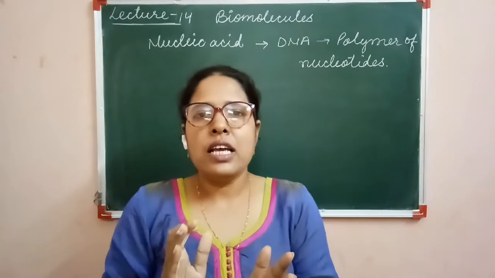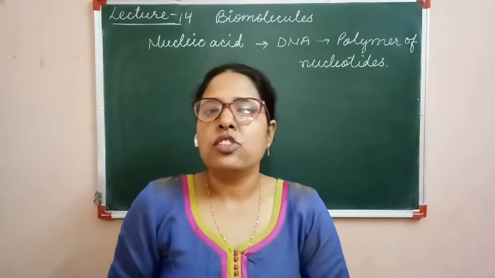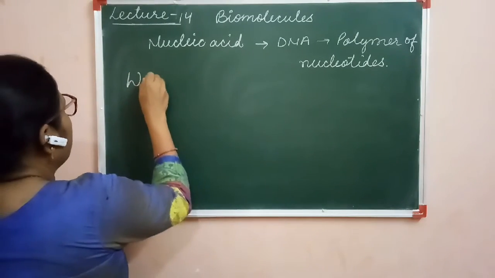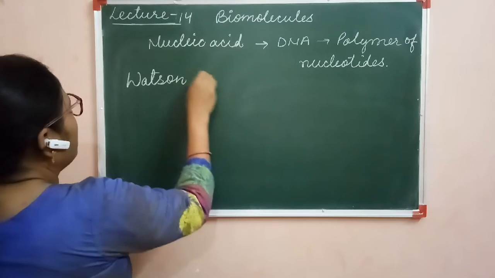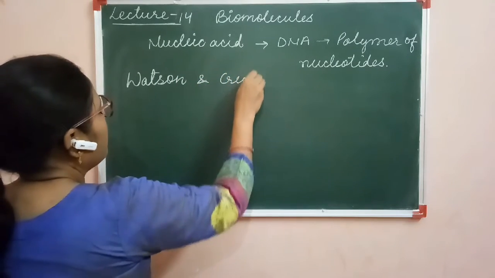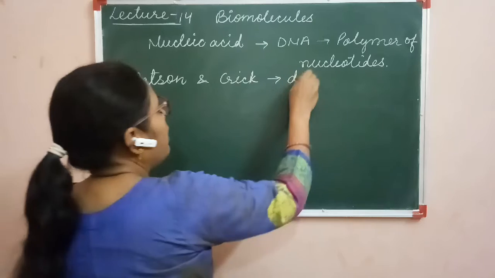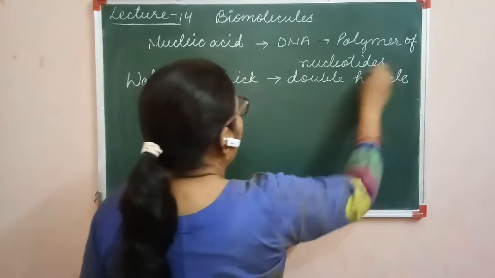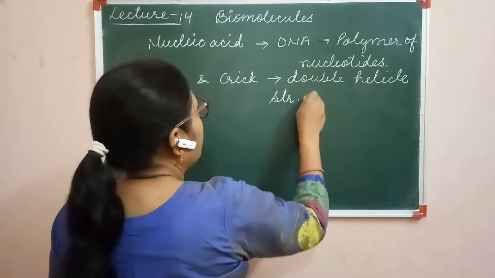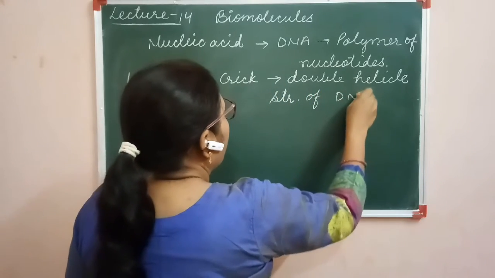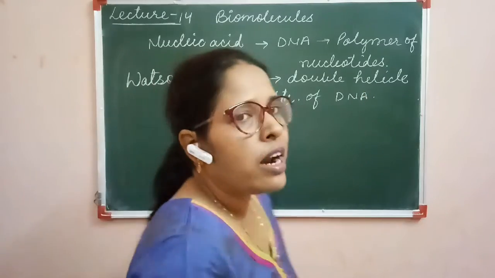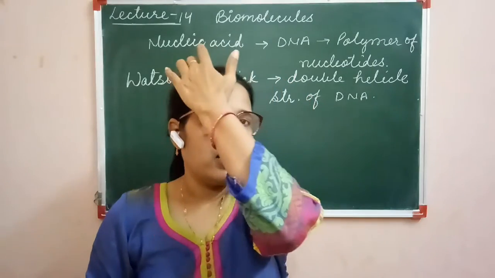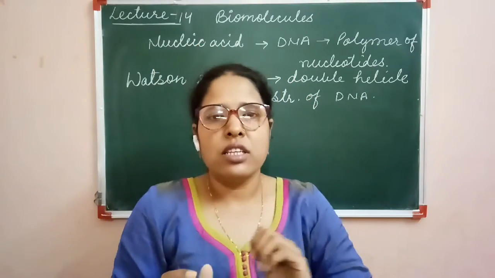Its structure is a double helical structure, which was given by Watson and Crick. Watson and Crick gave the double helical structure of DNA. In this, the two strands of DNA are arranged in a coiling manner that is called a helix.